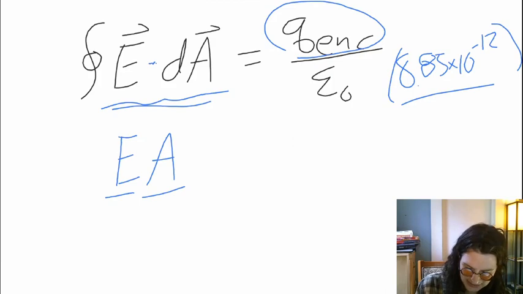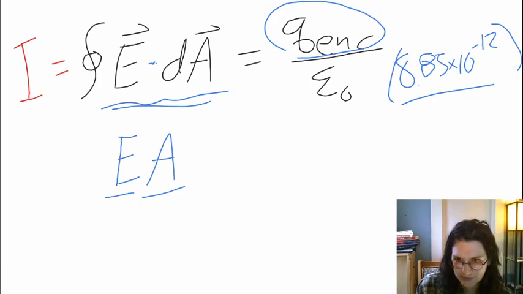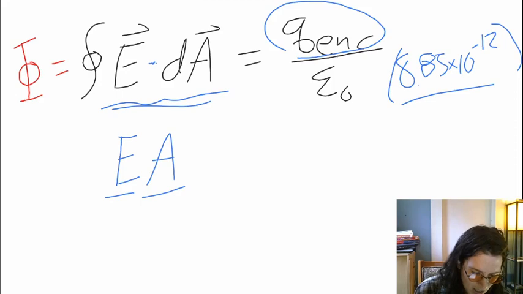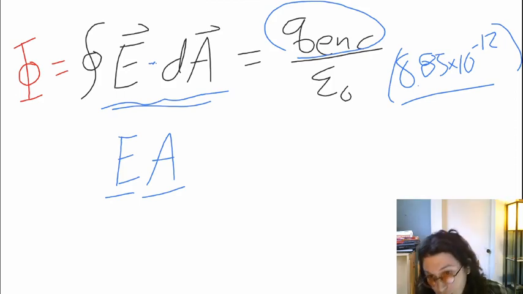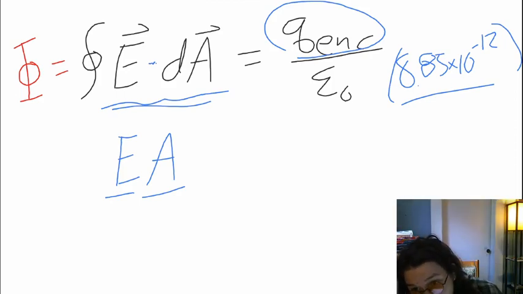Now this integral of E dot dA, by the way, is also defined as the electric flux. And that's what this capital phi represents. And that's just to keep in mind that you'll see that definition as well. Okay, great. So we have E times A.